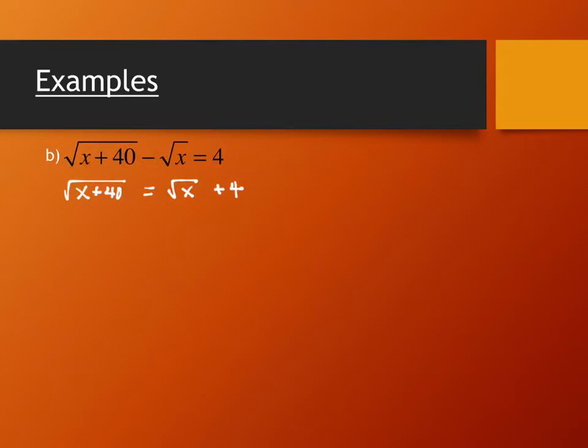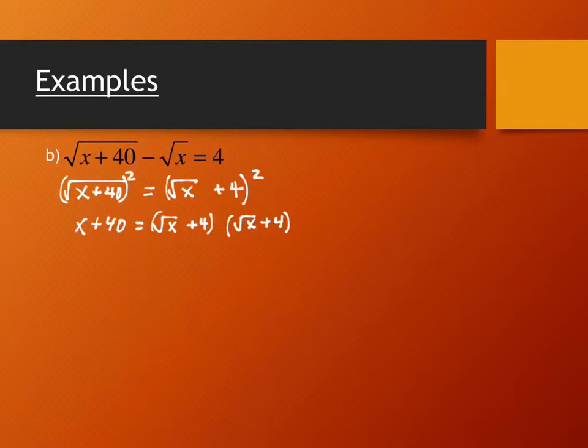And we're going to do the same thing we did last time. We're going to square both sides. And that's very nice on the left-hand side because that's going to give me x plus 40, right? That's great. But when I square things on the right-hand side, that means I have to multiply them out. In other words, I have to multiply out square root of x plus 4 times the square root of x plus 4.